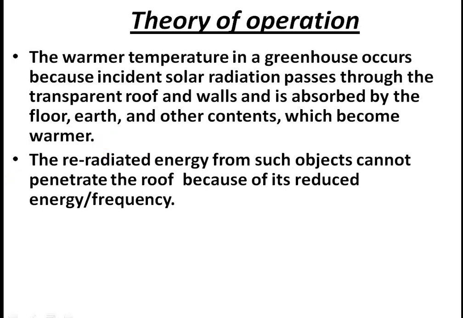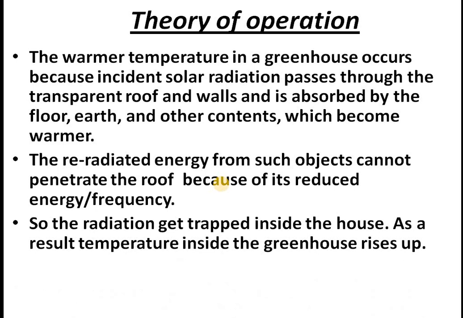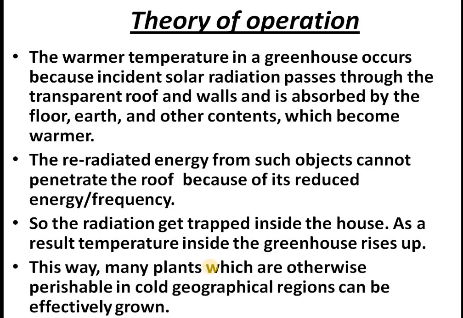So that is what is shown here. The re-radiated energy from such objects cannot penetrate the roof because of its reduced energy and frequency. That's the reason. So energy gets trapped inside the greenhouse. As a result, the temperature inside the greenhouse rises. This way, many plants which are otherwise perishable in cold geographical regions can be effectively grown. Otherwise, mainly in European countries, vegetable cultivation would have been very difficult. It is made possible by these techniques.